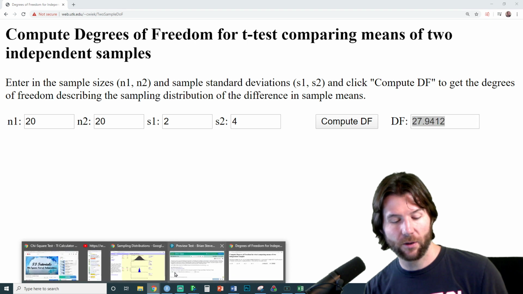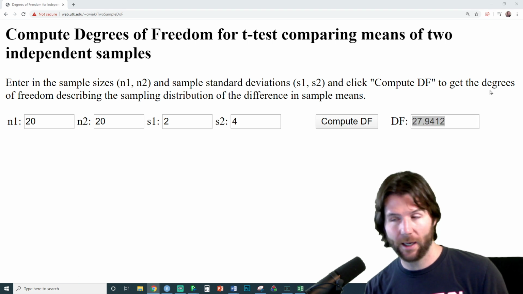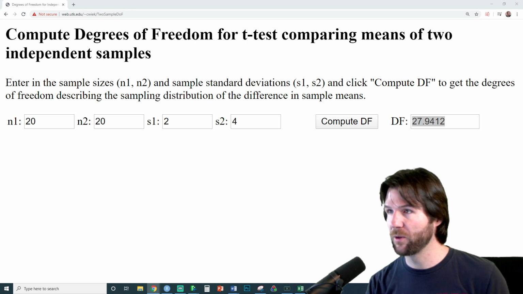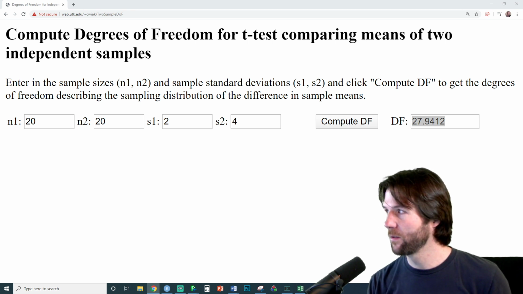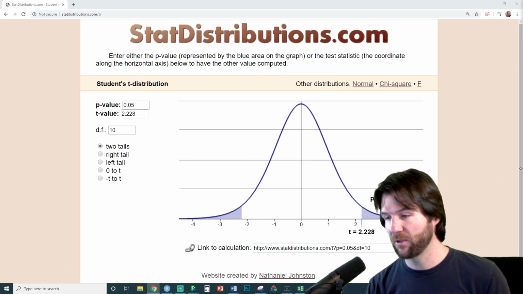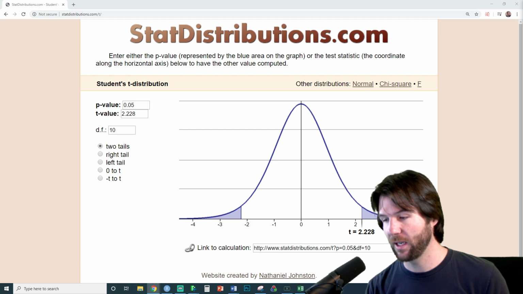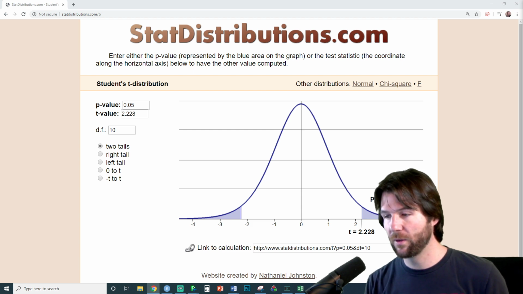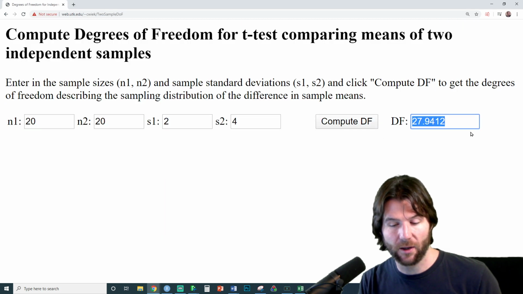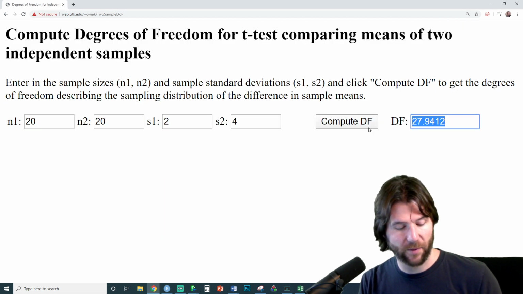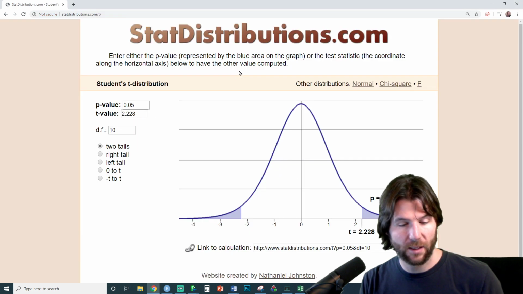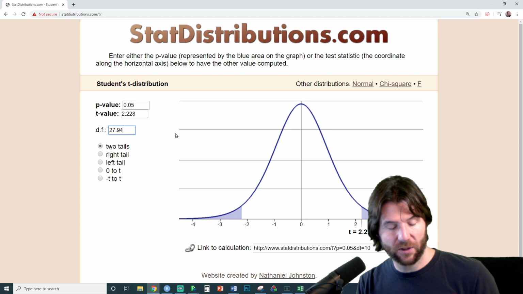Now that I know the degrees of freedom, I'm going to go back over here and go to stat distributions t. So let's go ahead and put this. I think I put the other distribution in there. Yep, so that's in the chat. And then we have here stat distributions t. The first link I put in the chat is the 2 sample t degrees of freedom calculator. It's going to tell me how many degrees of freedom my t has. And so then I go back to the t distribution, and I have to put in the degrees of freedom.